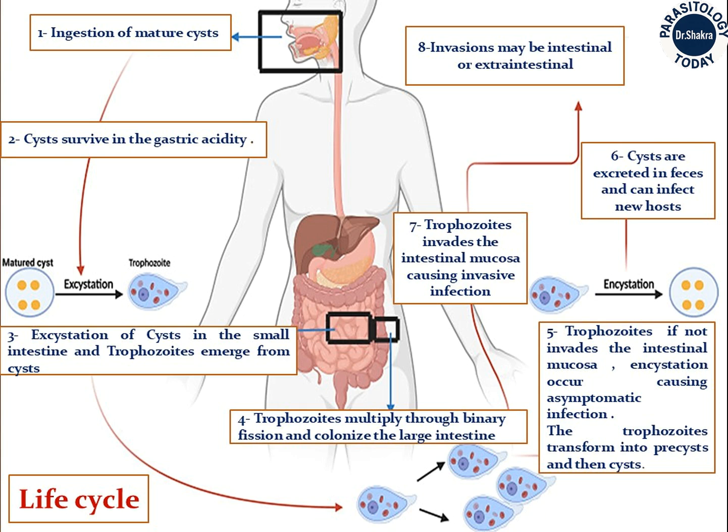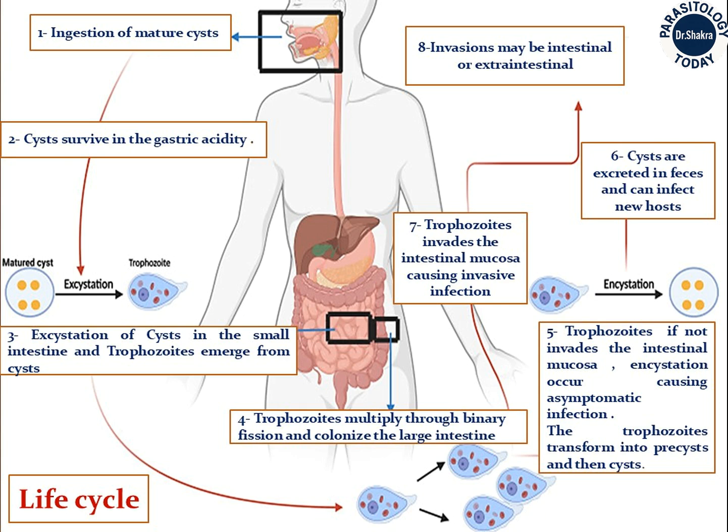4. The trophozoites migrate to the large intestine and multiply by binary fission. 5. Trophozoites, if not invading the intestinal mucosa, travel down the colon, dehydrate, and undergo encystation. Trophozoites transform into precysts and then into cysts, causing asymptomatic infection. 6. Cysts are excreted in feces and can infect new hosts. Trophozoites and precysts disintegrate quickly outside the body.